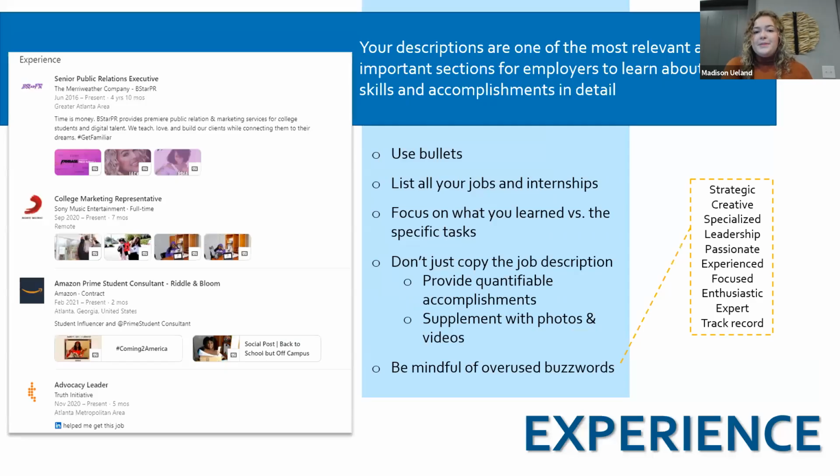So a few tips on that are using bullets, listing all of your jobs and internships, focusing on what you learned versus the specific tasks. You don't just want to copy the job description, you want to go in depth. And then my favorite tip is being mindful of the overused buzzwords that are listed here. And I also like to see quantifiable data and references so that you can really showcase the work you put in in a measurable way.